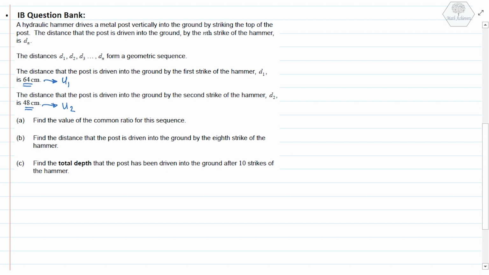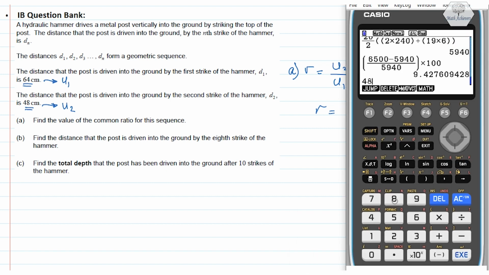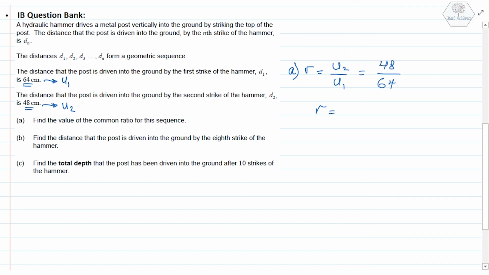Part A of the question, we need to find the value of the common ratio of the sequence. So the common ratio is simply equal to the second term divided by the first term. So I have 48 divided by 64. So R is equal to, I need to use my graphical display calculator, 48 divided by 64. And this gives me 3/4, which is 0.75. So the value of the common ratio is 0.75.